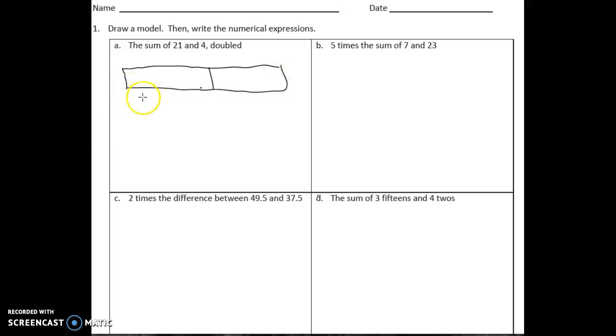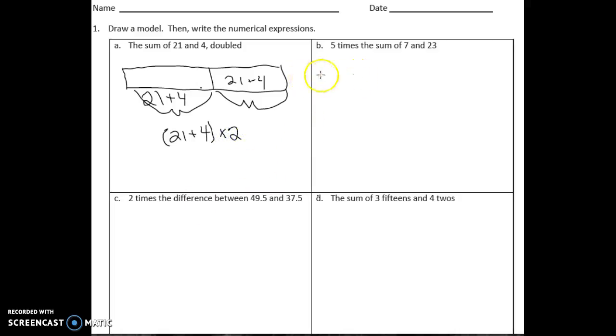Each one of them is worth the sum of 21 plus 4. And then, if that's what this is worth, right here, this is worth the same thing, 21 plus 4 also. So when we write that as a numerical expression, it looks like this. We're going to have in a parenthesis what's actually happening inside there, 21 plus 4, and then because we're doubling it, we're going to say times 2.